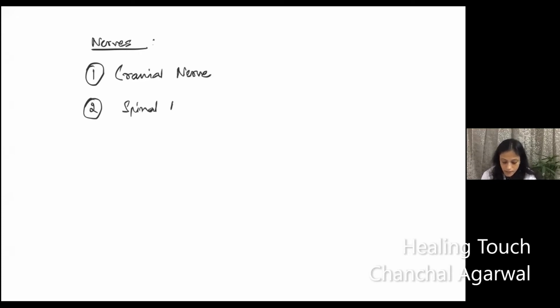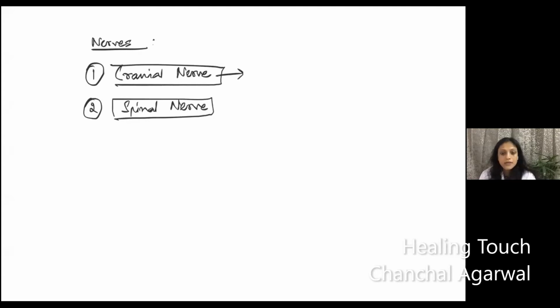Another important thing which we need to understand are the nerves, cranial nerves and spinal nerves. So there are two types of nerves which are coming out from the central nervous system. One is called the cranial nerve, and second type is called the spinal nerve. You must have heard about these terms, cranial nerves and spinal nerves. But what are these cranial nerves and spinal nerves?